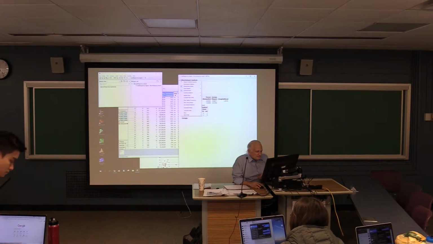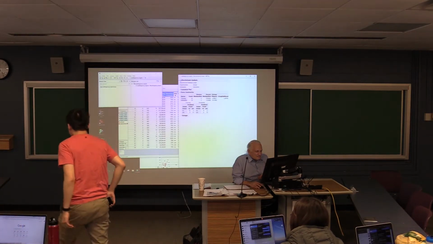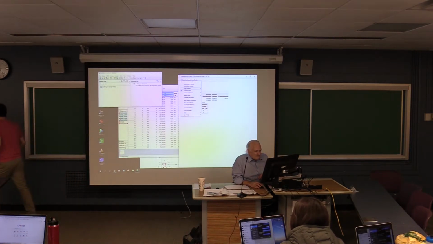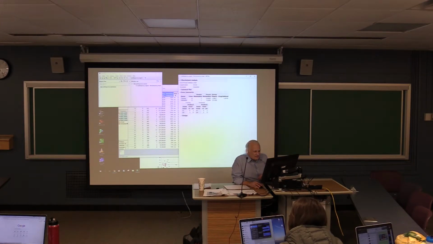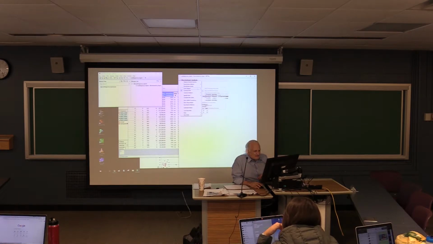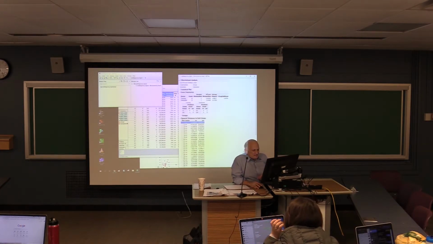I want to eliminate that from the output. Under score options, the classification counts are shown over here. Show distances to each group. Okay, let's see what that is.